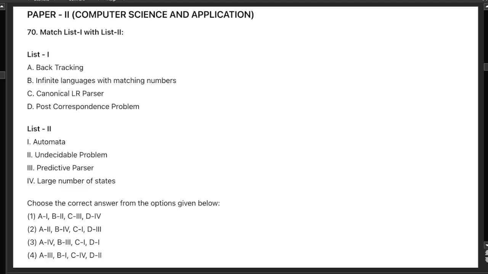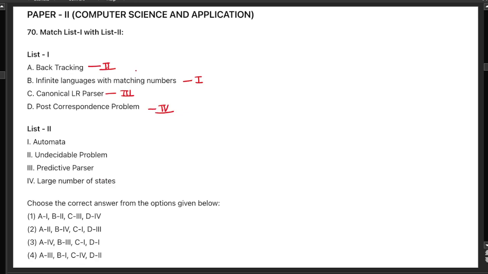Now backtracking matches with undecidable problem. So this will match to here. Infinite language with matching numbers, so we can make it as automata matching numbers. So that is why we can say that A here is the correct one. After that, canonical LR parser matches with predictive parser. So here this will be the third one. After that, Post correspondence problem matches with the large number of states. So that is why this is the fourth one.